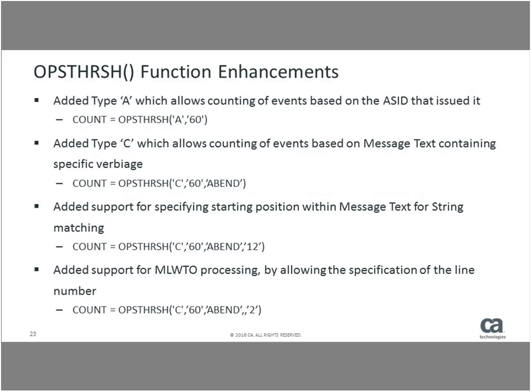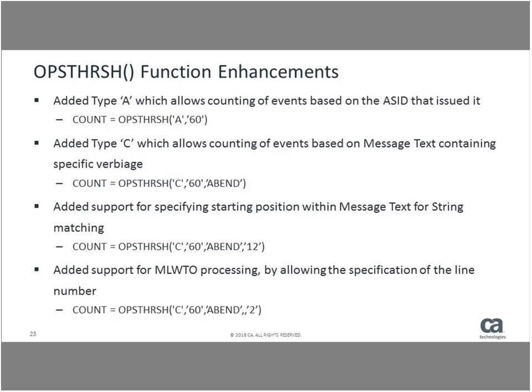Well, the original OPSTHRSHO worked on a message level. So you were able to use this OPSTHRSHO functionality to say, okay, has this message come out within X amount of time? Okay, it has, so I don't want to take this action after it, or I do because it's come out so much. But if you had multiple rules on the same message, it kind of worked in conjunction, or if you had multiple jobs issuing out the same message, it didn't know the difference. It was the same message, so it came out this amount of time.